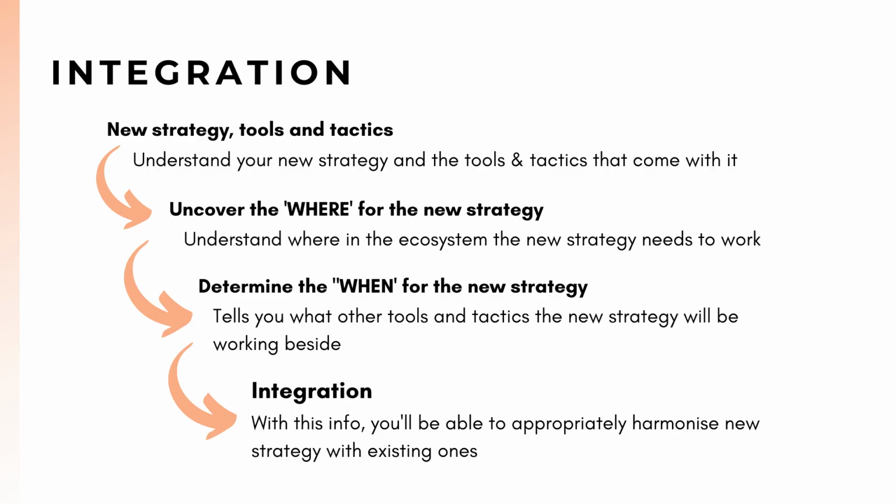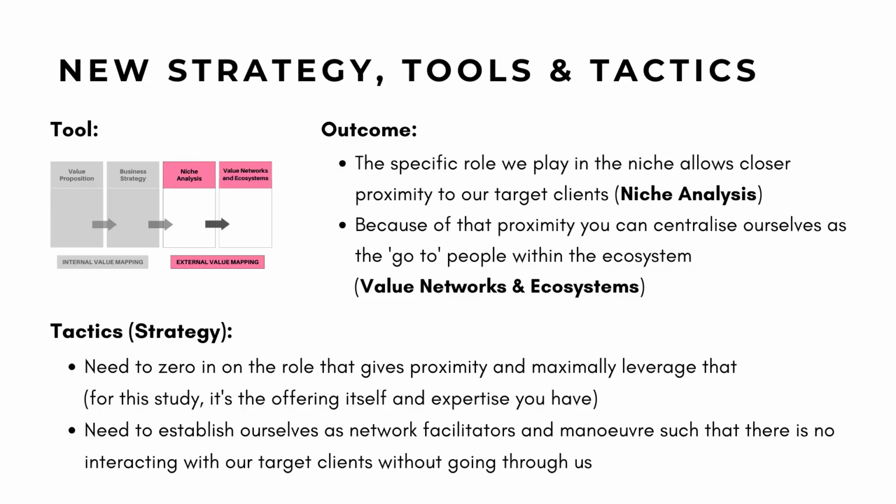You go about doing that by going through the integration process that we've just discovered. The first step, obviously, is to understand your new strategy, its tools, and its associated tactics. In this particular example, the tool we are using is the value mapping framework, right? We've used our tool and we have our outcome, which is that we discovered that the specific role that we play in our niche allows us closer proximity to our target clients. And because of that proximity, we can centralize ourselves as the go-to person within the ecosystem, which is the niche analysis and the value networks and ecosystems section of the value mapping framework.